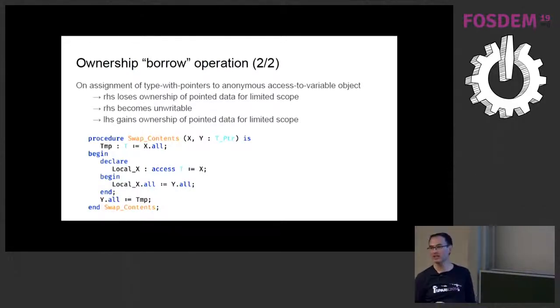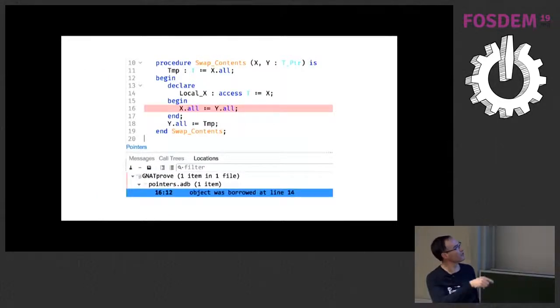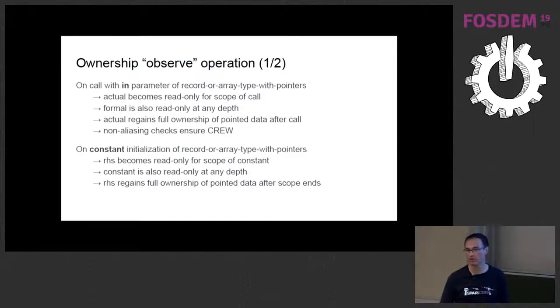So I can implement swap contents like that. Let's look at what happens if I make a mistake. If here, instead of local X, the borrower, I mention the borrower E, I get an error that says that the object was already borrowed before. And that's all for borrows.